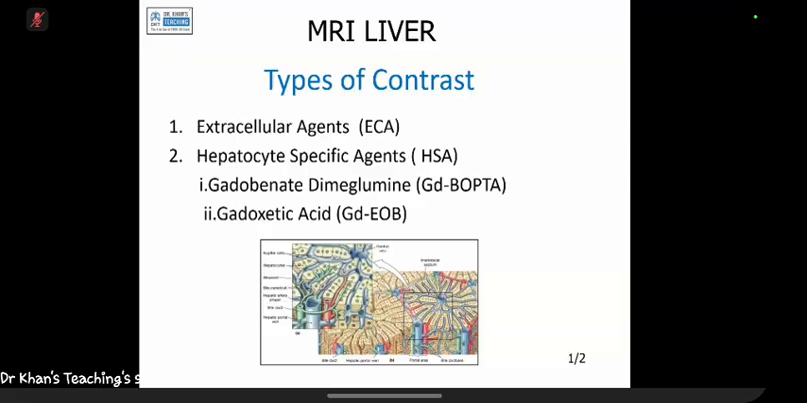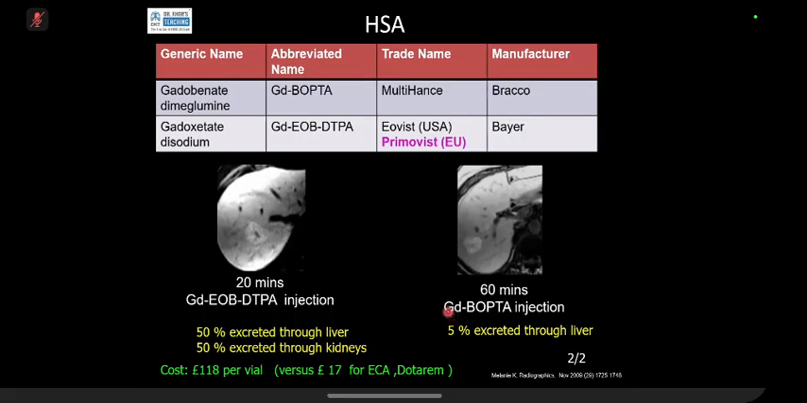Now, I told you that there are two types of agent, extracellular and HSA, which is hepatocyte specific, which is excreted by the hepatocytes. So the agent which we use in Europe and UK is this one. This is the chemical name, and this is the trade name.